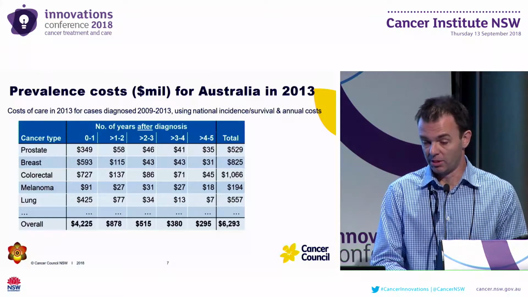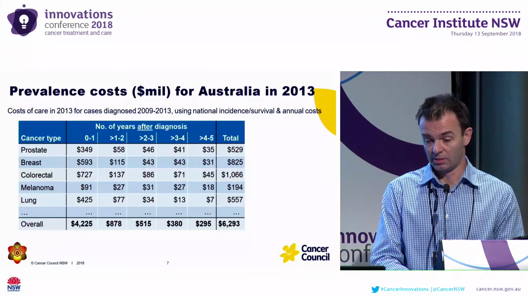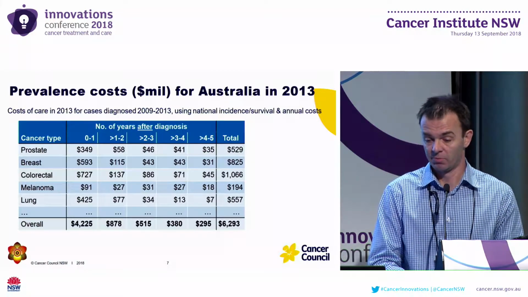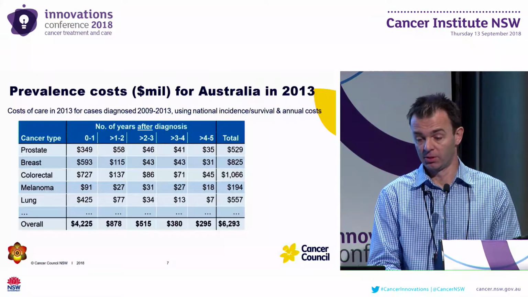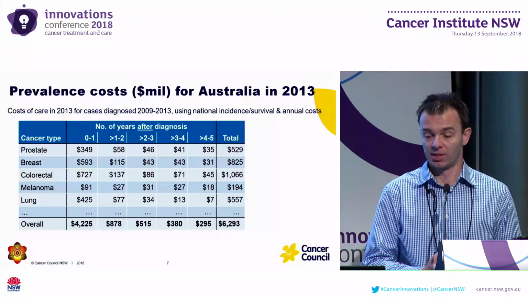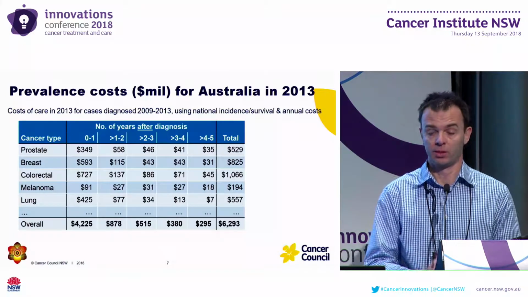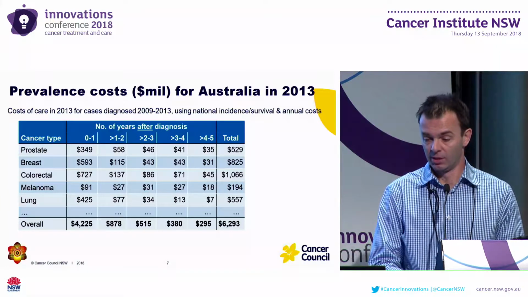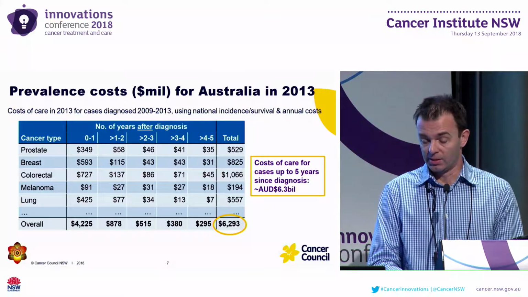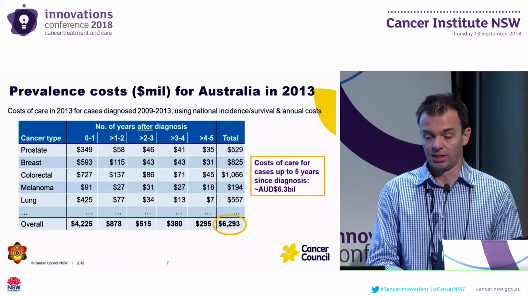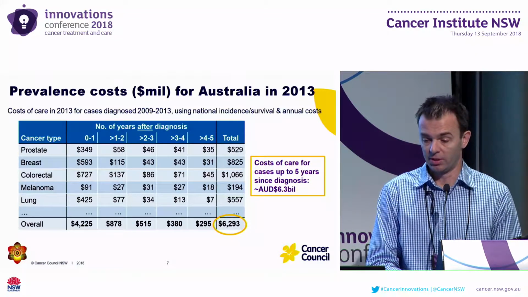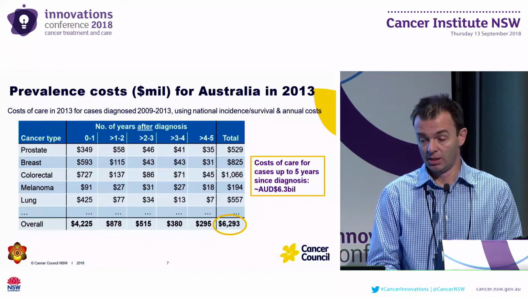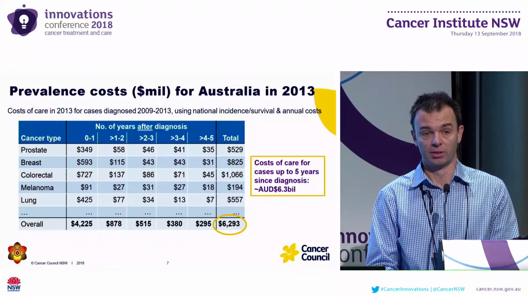So these numbers here are millions of dollars. That top left one there is saying that for prostate cancer, there was $349 million worth of costs in total for all prostate cancer cases who were within 1 year of diagnosis, 58 million for people who were more than 1 to 2 years, and so on. And so when we add this up across all of the different cancer types for people up to 5 years since diagnosis, the total cost of care in Australia was around $6.3 billion.